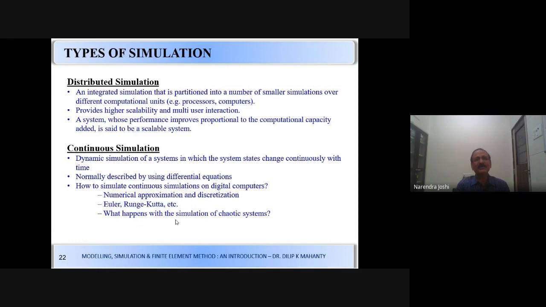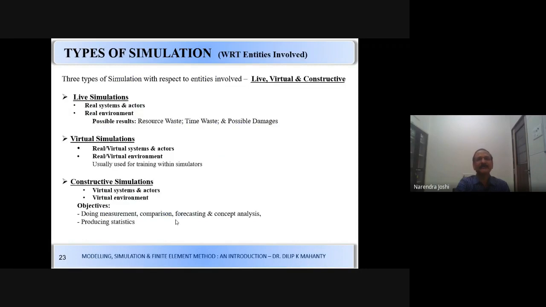Then distributed system simulation, continuous systems. Again, this all depends on the kind of time and scalability you are looking at. Now, in the next 2-3 slides we'll be talking about the types of simulation with respect to different entities.